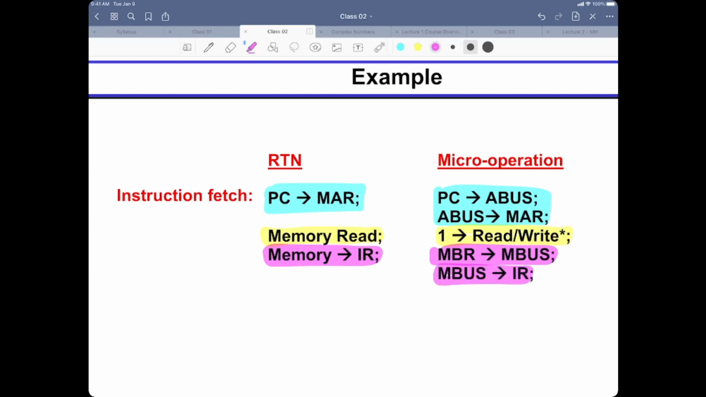So one thing that you can notice is, in most cases, when you are going for micro operations, you are referring to the bus, one of the three buses, right? And when you're talking about register transfer, you're doing exactly that, register to register transfer. Essentially not treating the bus as a register in that case.